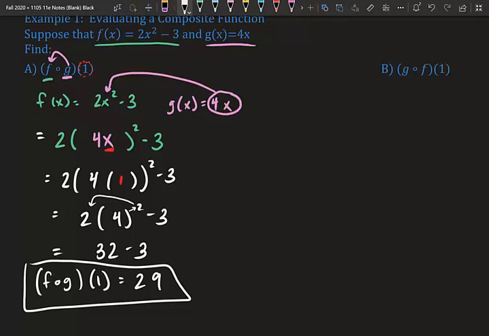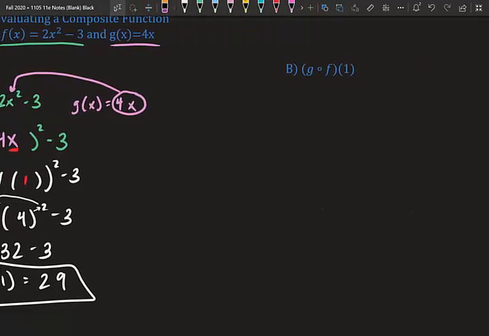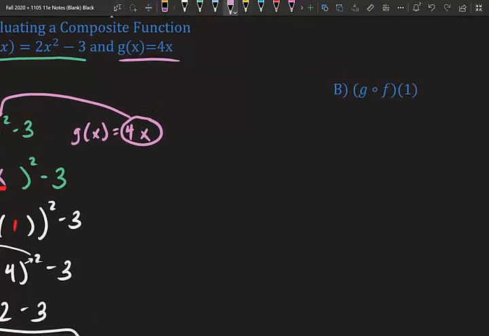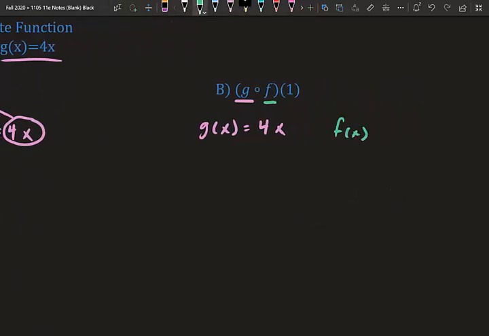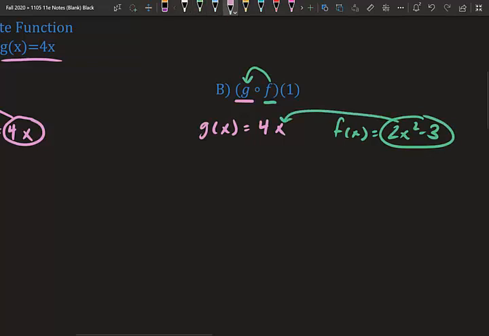Alright, so we have our g function, which is 4x. We have our f function, which is 2x squared minus 3. Now we're always going to plug the second one into the first one. So the second function goes into the first one wherever you see an x. So we have 4x, in this case x is 2x squared minus 3.